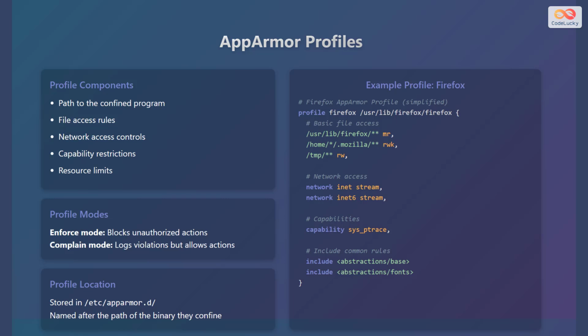AppArmor profiles are stored in the /etc/apparmor.d/ directory and are named after the path of the binary they confine. Here is an example of an AppArmor profile for Firefox.